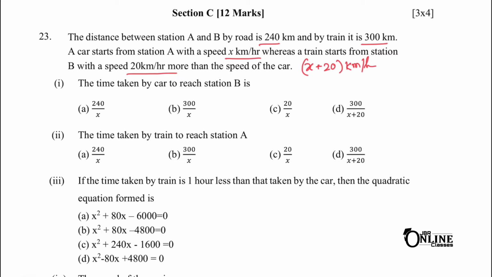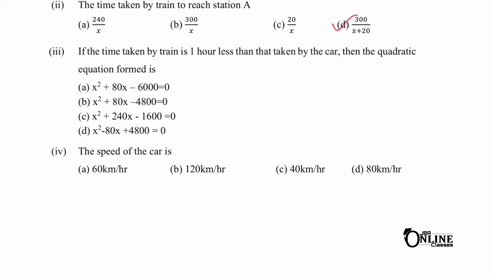As you know, time means distance by speed. So for the car the distance is 240 and speed is x, so your answer is 240 by x. Now number 2, the time taken by train to reach station. For the train the total distance is 300 km and speed is x plus 20. So your answer will be 300 by x plus 20. It's very easy.